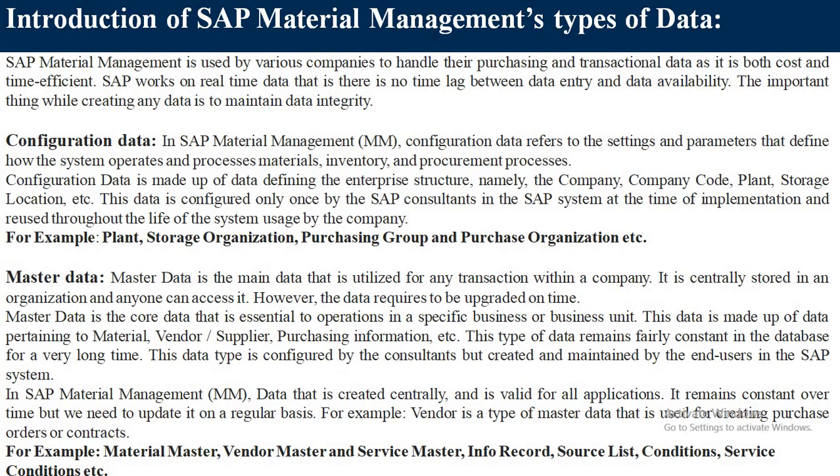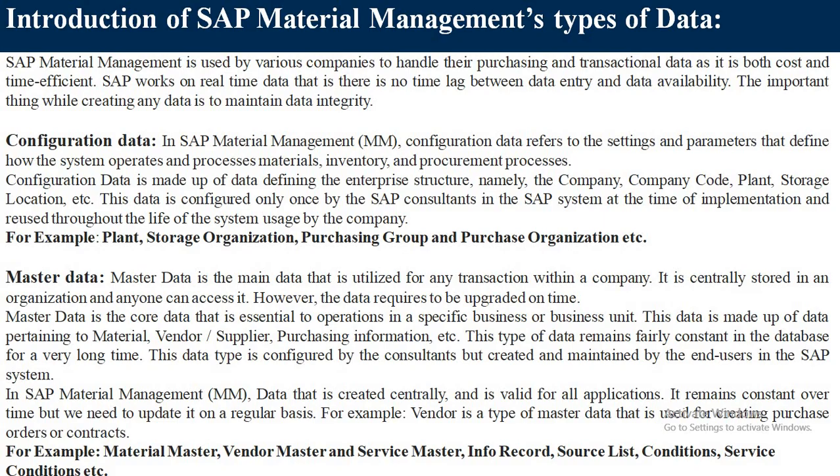It is centrally stored in an organization and anyone can access it. However, the data is required to be updated on time. Master data is the core data that is essential to operation in a specific business or business unit. This data is made up of the data pertaining to material, vendor or supplier, purchasing information, etc. This type of data remains fairly constant in the database for a long time.